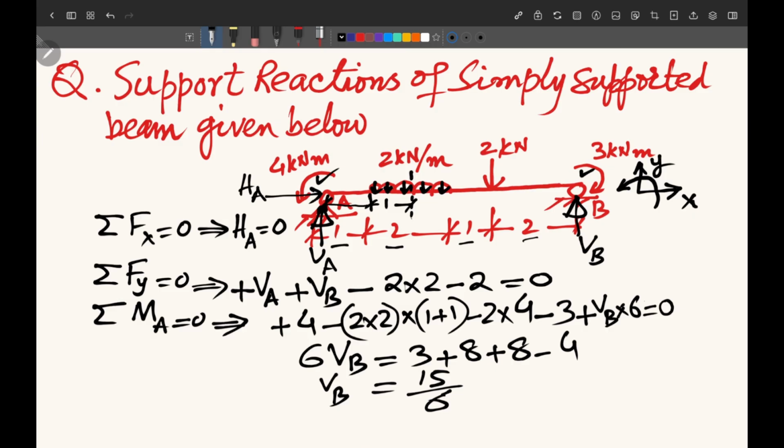We can check again: 4 into 2, 8, with minus sign it comes here; minus 3 comes to the other side as plus; then 2 into 2, 4, and that 4 is multiplied with 2, so it is 8, that also comes here; and plus 4 will come here with minus sign. So VB is 15 by 6.